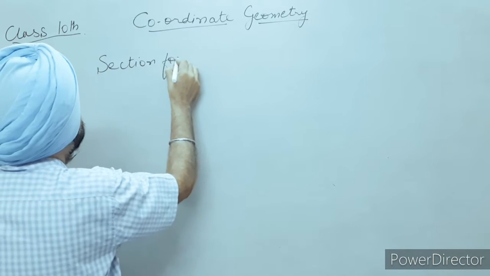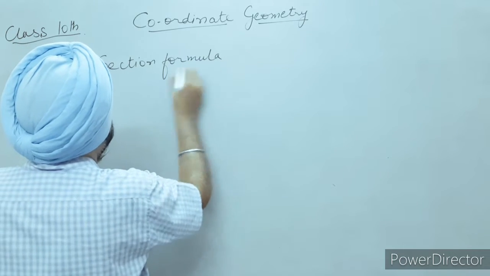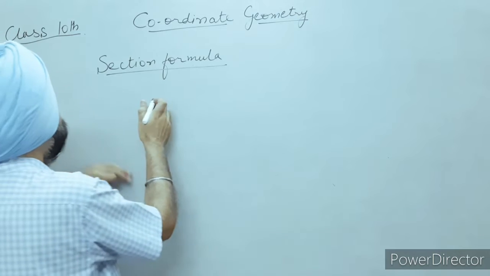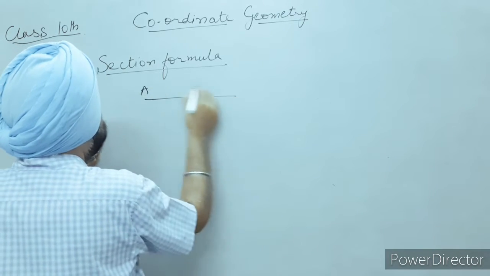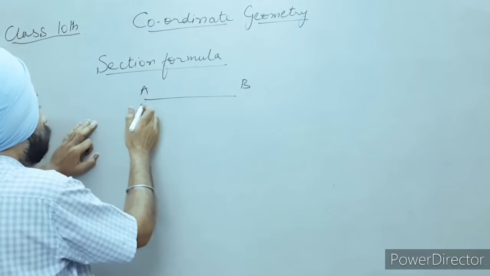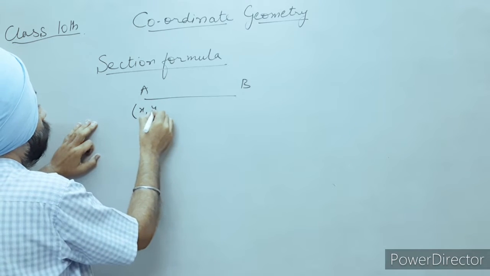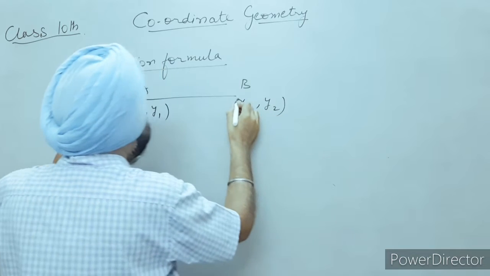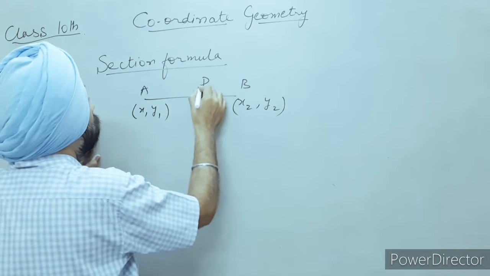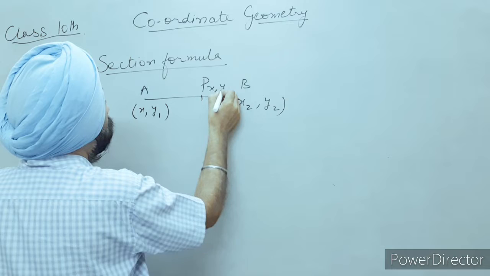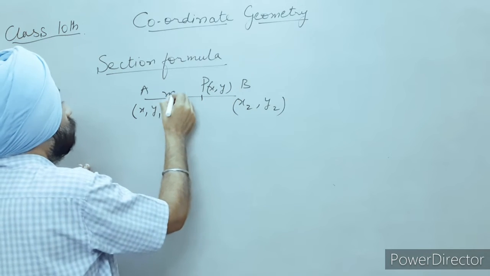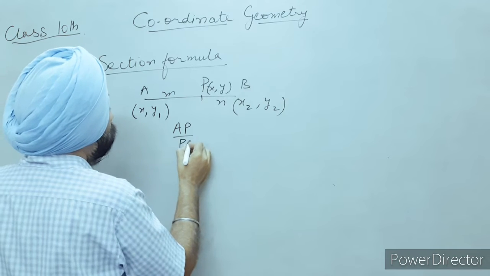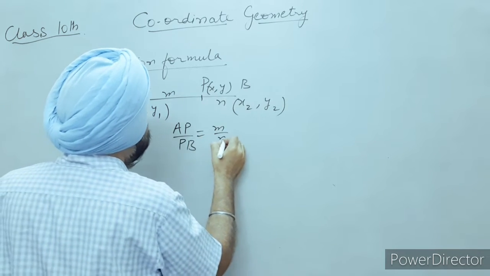Section formula. What is the section formula? I have explained it, but I will go through it again. A and B are the two ends. A is (x1, y1), and B is (x2, y2). There is another point P, (x, y). The ratio is m:n, that is, AP upon PB is m upon n.